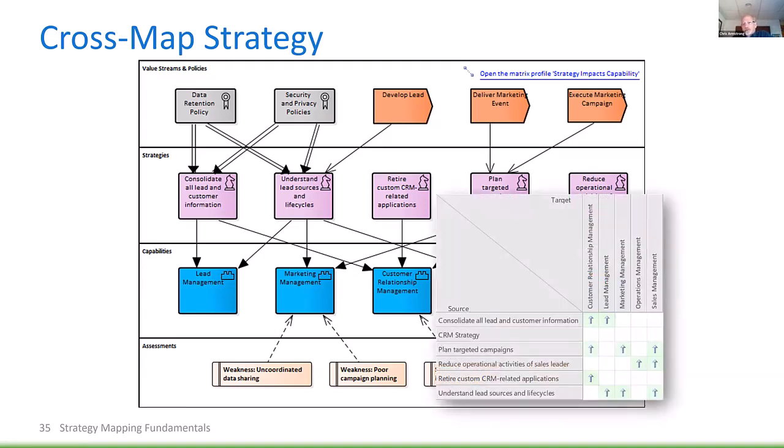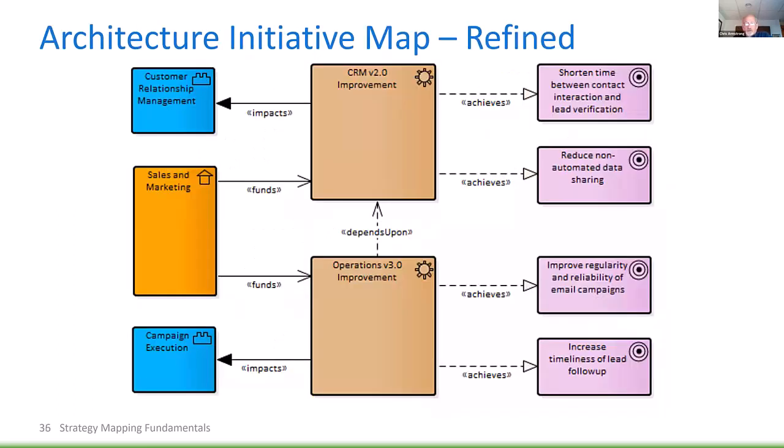In addition to putting rectangles on diagrams and drawing lines, many tools also have the ability to visualize this in a traceability matrix, which most tools will pull out of the same repository so that the diagrams and the matrices are consistent.